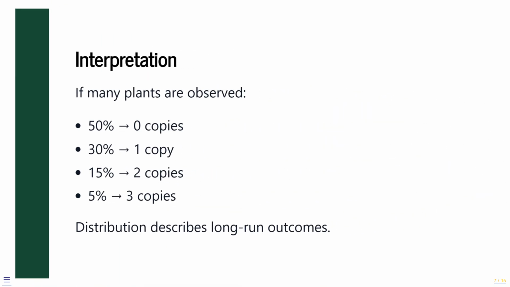Interpreting the distribution gives us insight into the underlying process. If we grew a large number of plants under the same conditions, we would expect about 50% to carry 0 copies of the allele, 30% to carry 1 copy, 15% to carry 2 copies, and 5% to carry 3 copies. The distribution describes these long-run proportions rather than predicting a single outcome for one plant.